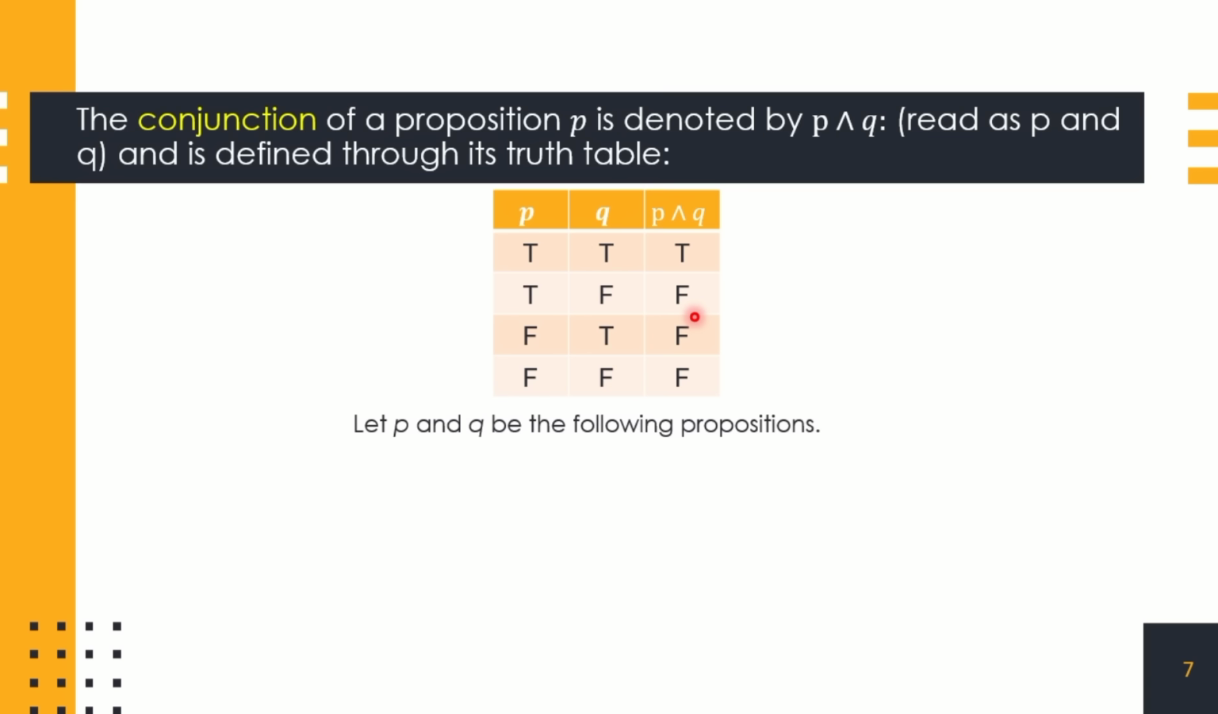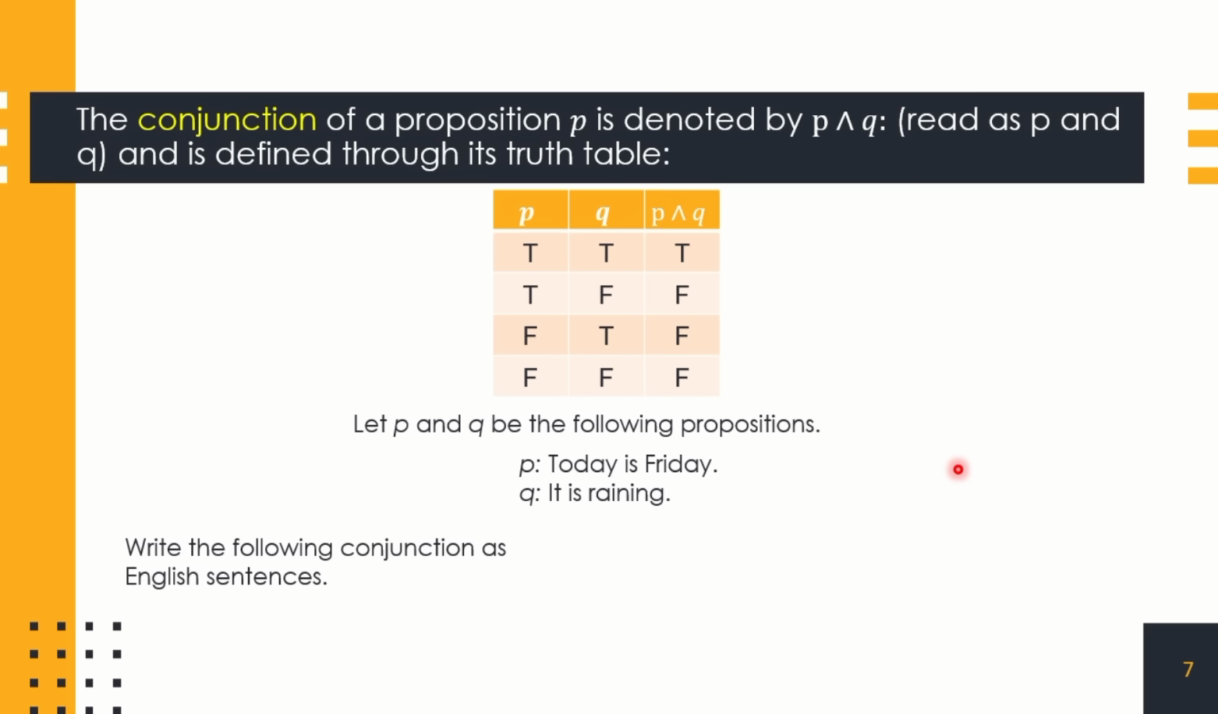So, let P and Q be the following proposition. So, proposition P, today is Friday, and the given proposition Q, it is raining. So, write the following conjunction as English sentences. Okay? So, translate natin yung mga given into sentences or statement. So, ang symbol na to, this is written in the symbol. So, paano basahin to? P and Q. Tandaan na ang basa natin sa symbol na yan is and. Okay? So, P and Q.